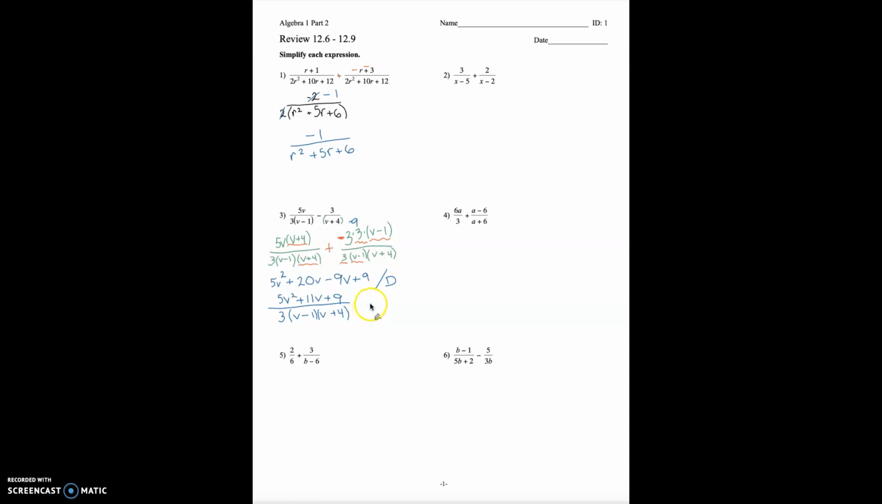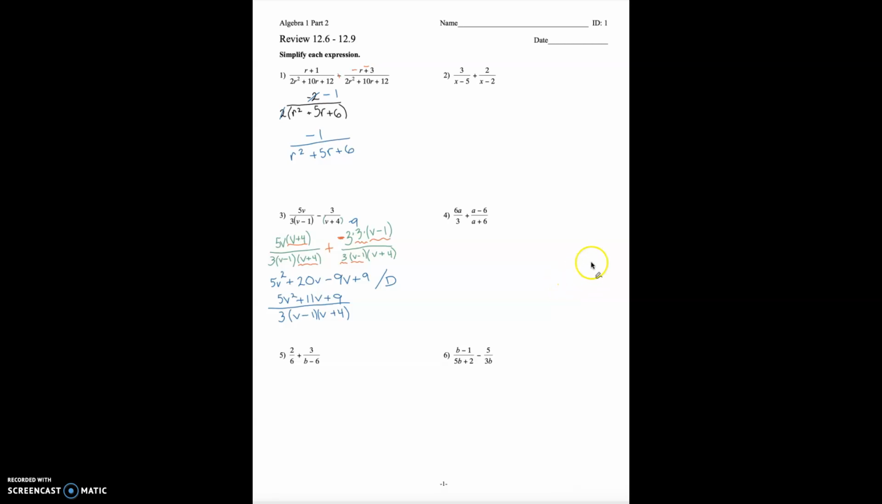Let's just sort of check. 5v squared plus 11v plus 9. Would any factor be something like v minus 1? Well, no, because these are both pluses. So we wouldn't have a v minus 1. And I know I can't have a v plus 4 because 4 would not multiply to give me a 9 using our integers. So I don't need to try factoring my numerator because I know right away, just by looking at a couple details, that it won't simplify with my denominator. So that is the answer for problem 3, 5v squared plus 11v plus 9 all over 3 times v minus 1 times v plus 4.